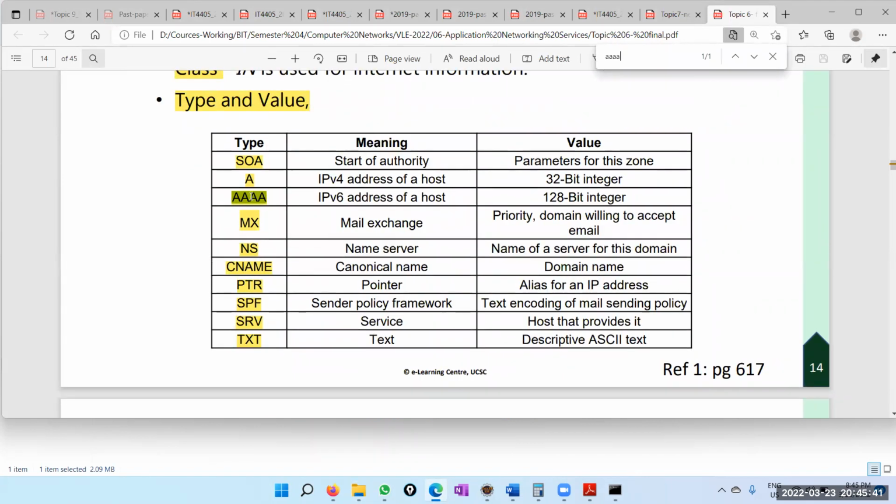So AAAA is the IPv6 address of the host, right? In your DNS server, you have to configure that this domain name is mapped to this IP address, and this is the most important. If it is a single A, it is an IPv4 address. If it is AAAA, it is an IPv6 address. Okay, so then some other things also you will have to look at.